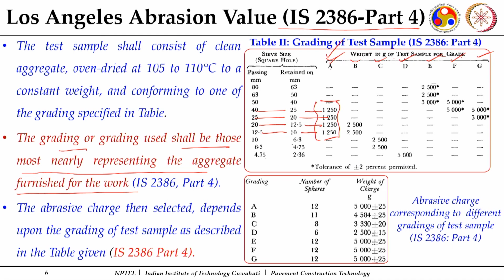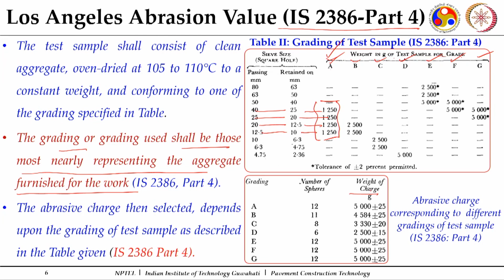Now, in this test you need to have some charges to abrade. This abrasion reaction is created at laboratory scale with the help of some abrasive charges. I will show you in the next slide. So, how much abrasive charge, in the form of steel balls, is put along with these aggregate particles. A steel ball used as an abrasive charge will have a standard weight.